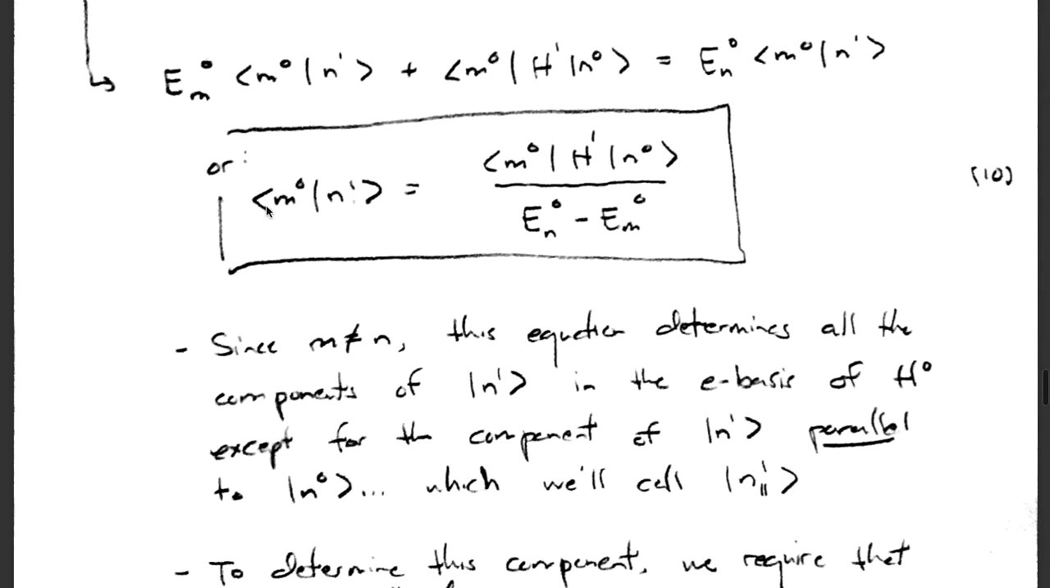So we know that M here is perpendicular, it's not N. Okay. So what it's telling us is that this equation determines all the components of this N1, the guy that we're after, in the eigenbasis of H0, except for the N1 piece that's parallel to our 0th order ket. Okay.